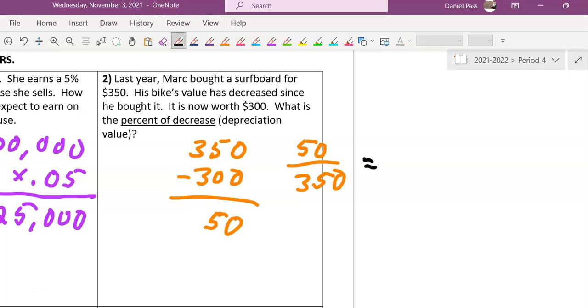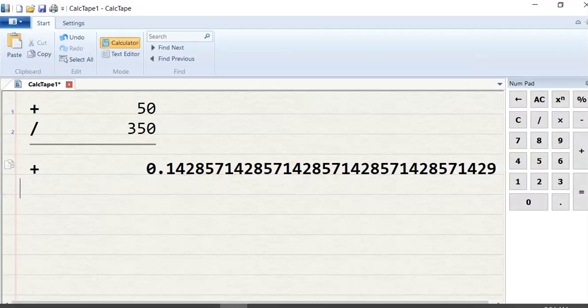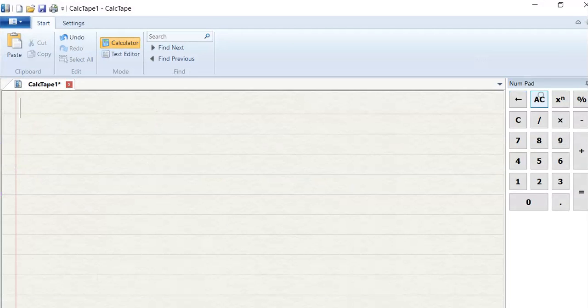7. Careful, it's not 350 over. If we reduce this, we could divide these both by 50, and we would get 1 over 7. But 1 over 7 is different than 7. So be careful. We need to do the division. So let's do 1 divided by 7.